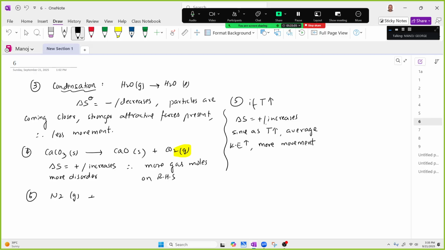Okay, reaction number 6. Question number 6. N2 gas plus 3H2 gas. Now, what do you think is happening in this reaction? This is the famous Haber process equation. Do you think entropy is increasing or decreasing? Sorry, it's not aqueous. Sorry, it's gas. Okay.